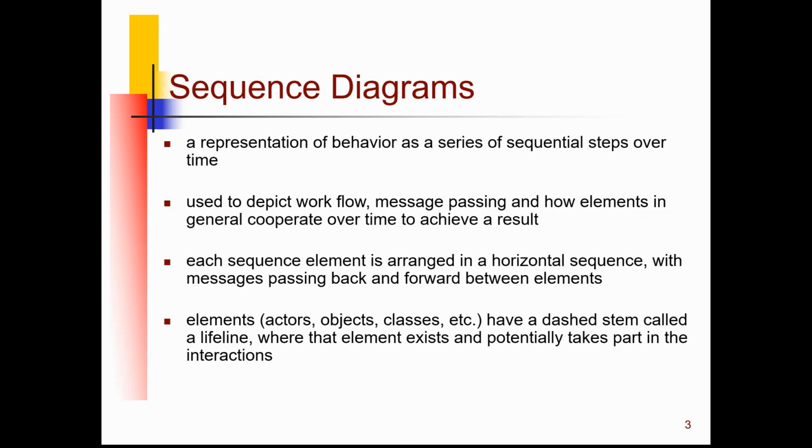So we know the sequence diagram is a representation of behavior as a series of sequential steps over time. From here, we see that the objects and the actor are placed in the diagram horizontally, and the messages are sent back and forth horizontally, but the time is arranged vertically. Each element, the actor, object, and classes, has a dashed stem called a lifeline. It shows when the element starts and when it is destroyed.